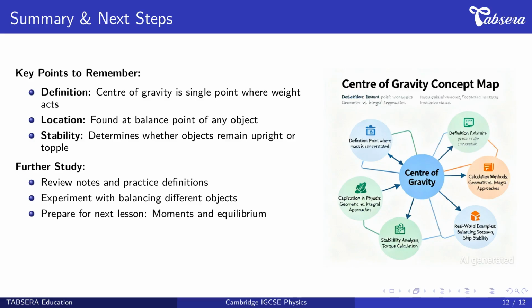Third, stability. The centre of gravity position determines whether objects remain upright or topple over. Objects are stable when the centre of gravity lies above the base of support. For further study, review your notes regularly and rewrite definitions in your own words to test understanding. Practice balancing different objects at home to see these principles in action.